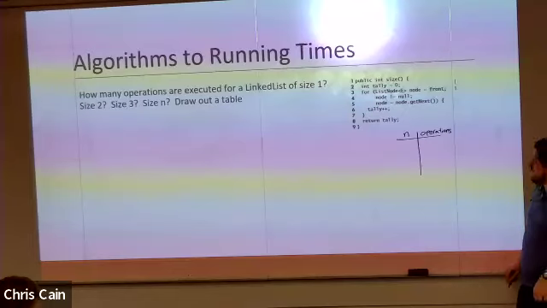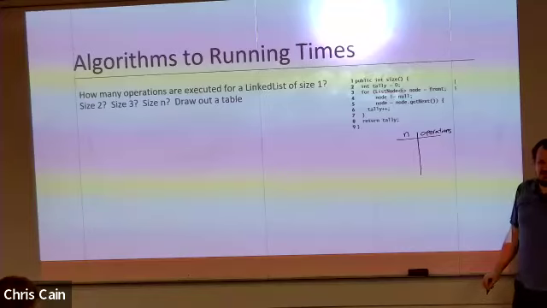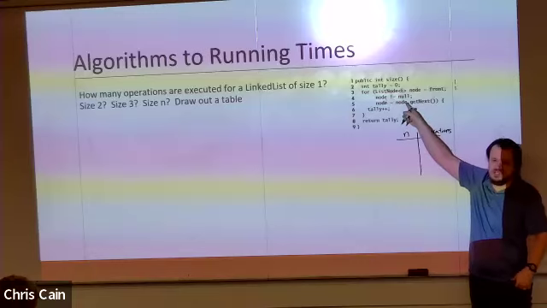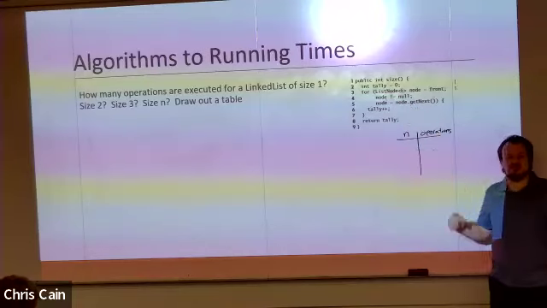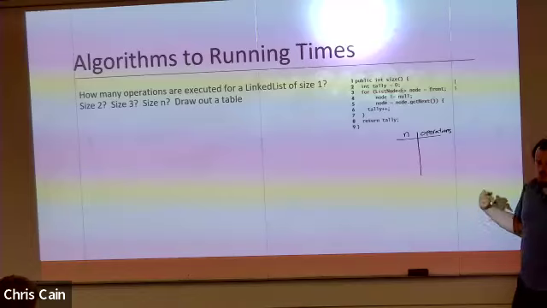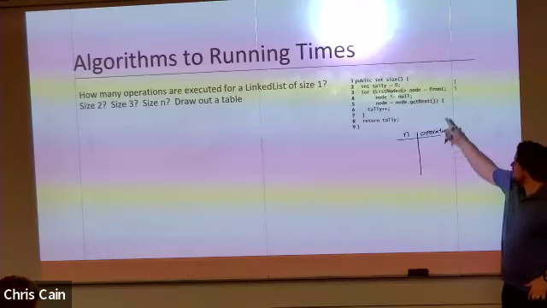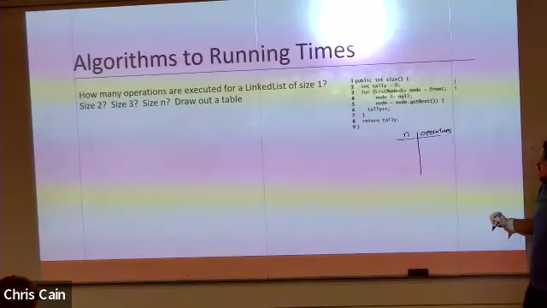How many times are we doing that? Once if the size is one, but this is the check whether the loop is over. So every pass through the loop, we have to check, are we done? Are we done? Are we done? So every pass through this loop, this is run once. So now the question is, how many times is this loop run?